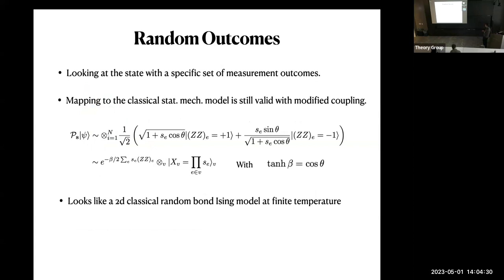The wave function weight is proportional to a Boltzmann weight of a classical Ising model. The only difference is that the bond variable is controlled by your measurement outcome. So you will have a random bond Ising model. You would think that you have a random bond Ising model in each of the configurations when you measure it.